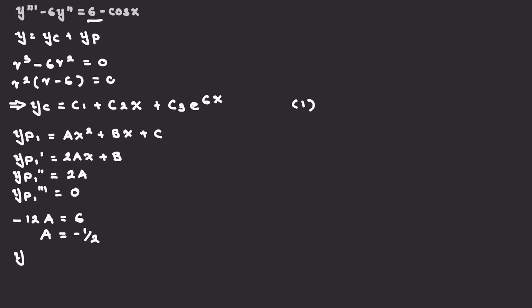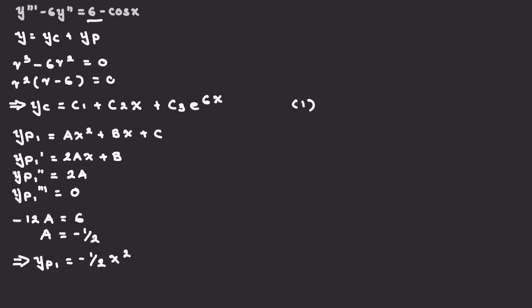And so our yp1 is just negative 1/2 x squared. We can forget about bx plus c because we don't need the b and c coefficients as they don't show up here. Or if you want, you can start the equation with just ax squared because the rest is redundant to begin with.